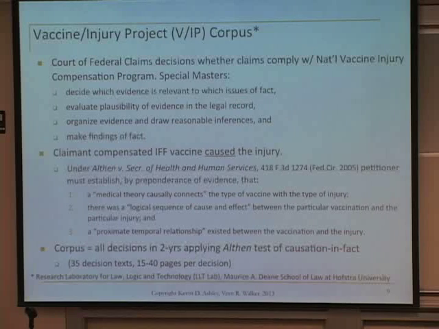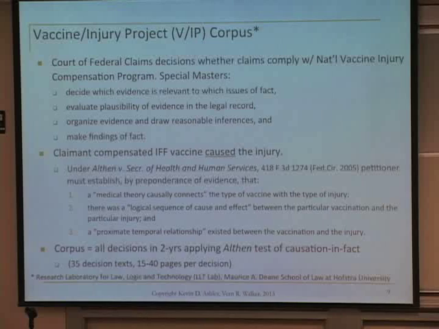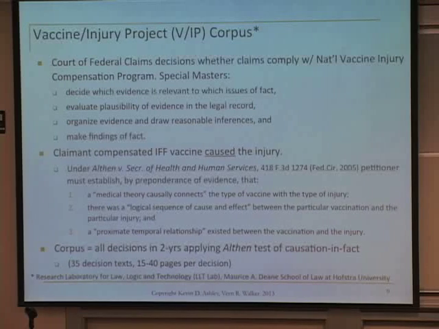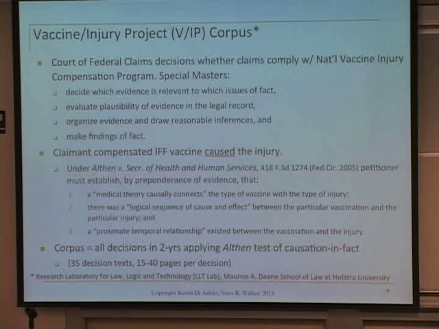You have to show that a medical theory causally connects the type of vaccine with the type of injury. You have to show that there was a logical sequence of cause and effect between the particular vaccination and the particular injury. And you have to show a proximate temporal relationship existed between the vaccination and the injury.